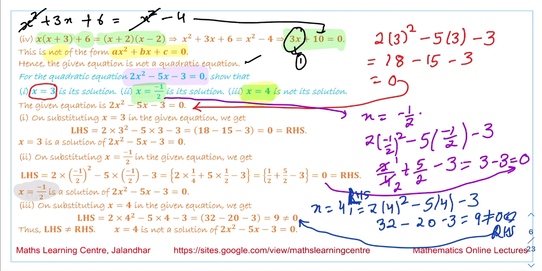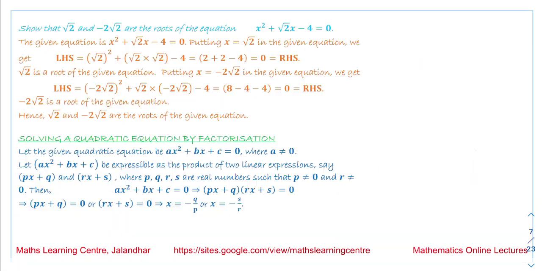So solution means we are talking about those values of x which satisfy this equation. They are called the solution of these quadratic equations. Now next is show that square root 2 and minus 2 root 2 are the roots of the equation x square plus square root 2x minus 4 is equal to 0.